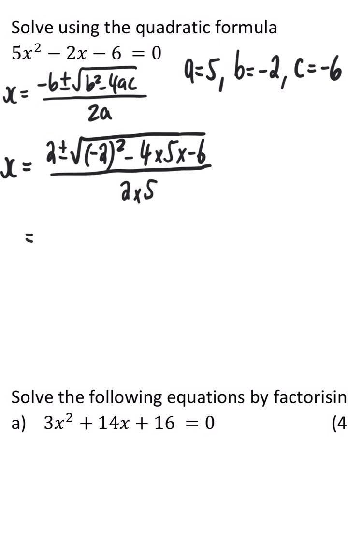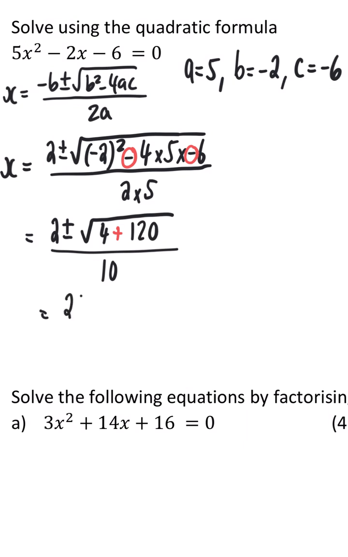Let's simplify this. 2 plus or minus the square root of negative 2 squared is 4, and then we're subtracting a negative, so that becomes positive 4 times 5 times 6, which is 120. 4 plus 120 is 124, all over 10. Well, this is equal to 2 plus or minus the square root of 124 over 10. Now we can go to our calculator.